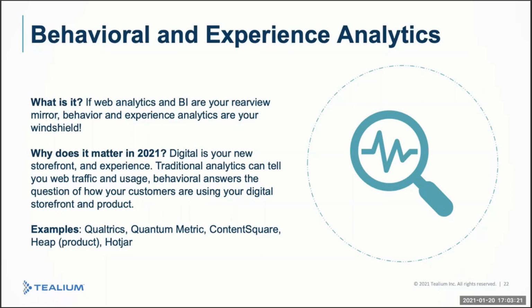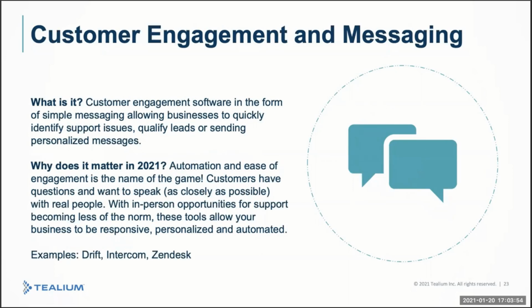And so some examples of tools in that space are Qualtrics, Quantum Metric, Content Square, Heap, and Heap is more around product analytics, how are customers using my product, and then Hotjar as well, giving an insight on what's impeding conversion on my website or on my digital experiences, what's impeding feature adoption, what is going well for my experiences, where are my most lucrative content placements to ensure that I have good customer experience. Behavioral and experience analytics, highly important.